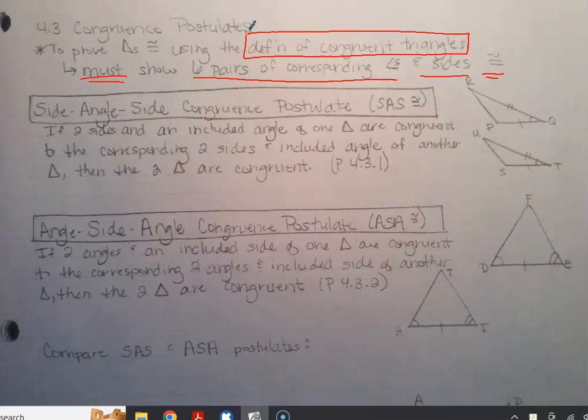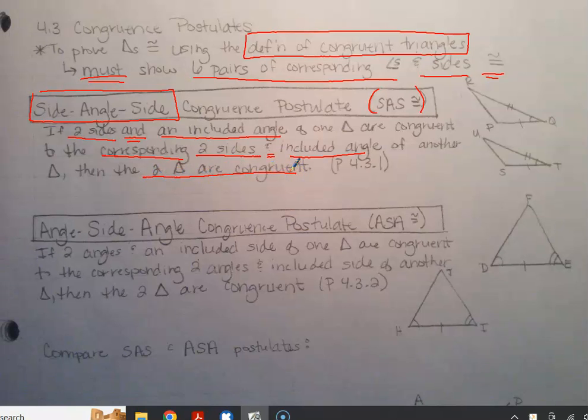Okay, so the first one is the side angle side, which we call SAS oftentimes. It's over here, the SAS congruence. All right, so what that means is if 2 sides and an included angle of a triangle are congruent to the corresponding 2 sides and included angle of another triangle, then the 2 triangles are congruent.